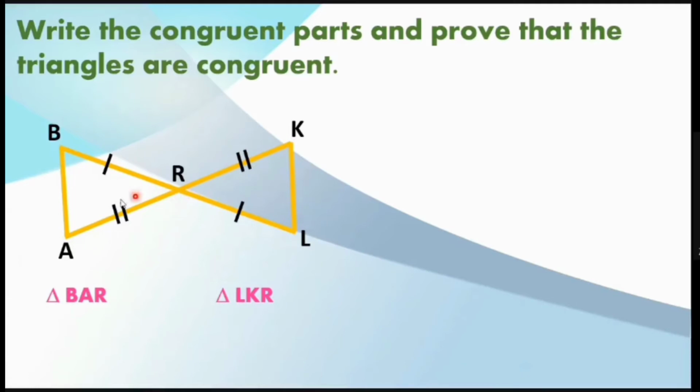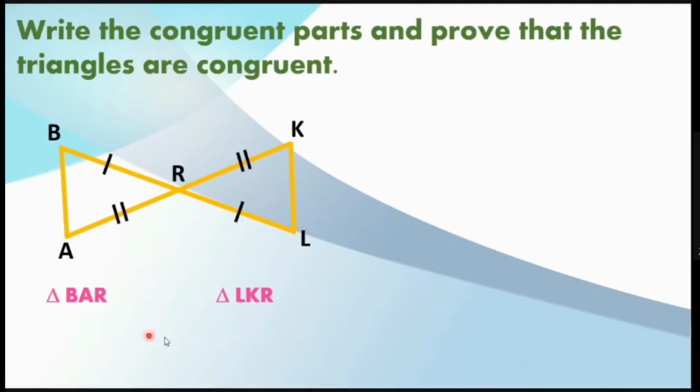LKR. Take note nung pinangalanan natin yung first triangle from the side that has no tick mark going to the side that has two tick marks. So that is BAR. Dito rin sa second triangle, we will start from the side that has no tick marks. So from L to K, and then going to the side that has two tick marks. So we have L, K, R. So these are the names of the two triangles in our figure.